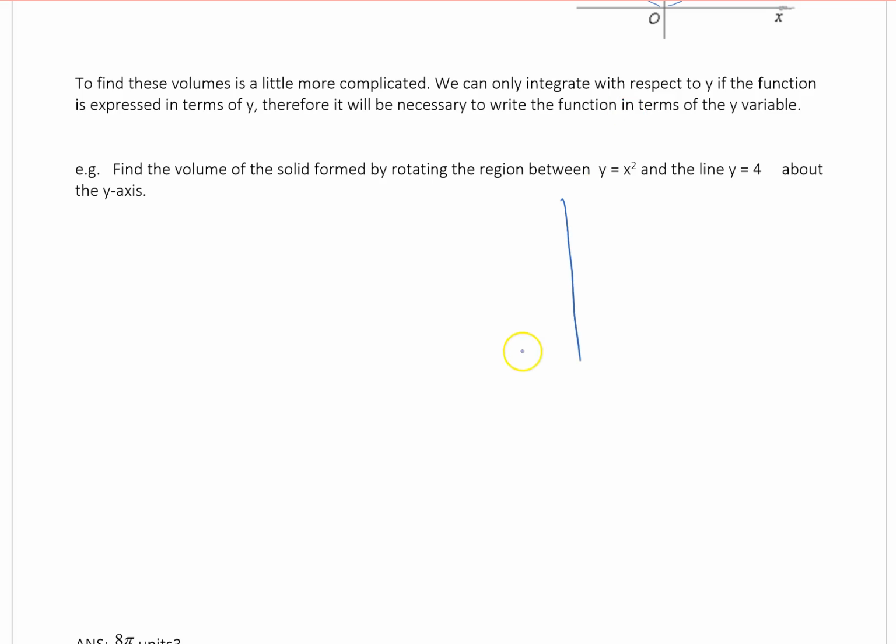So it says find the volume of the solid formed by rotating the region between y equals x squared and the line y equals 4, the line y equals 4 up here, about the y-axis. So we're going to go from 0 to 4 around the y-axis, bounded by y equals x squared.